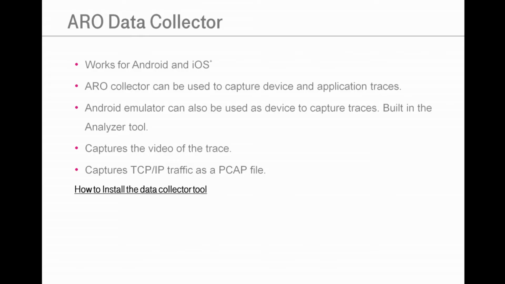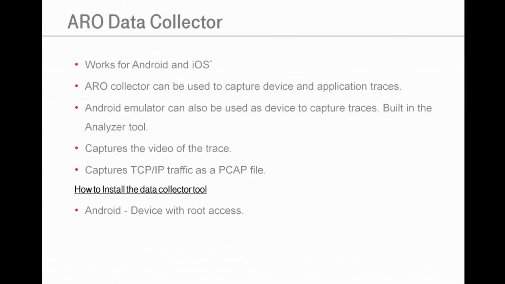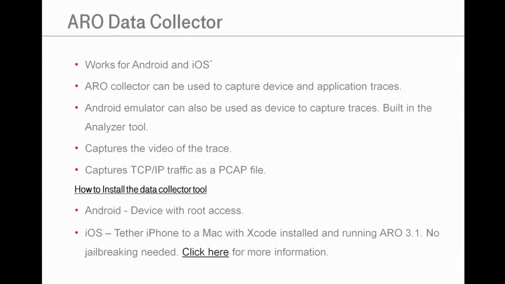So you need a rooted device for this application. At least on Android, you need to have the device rooted. That's basically for tcpdump to take TCP traces. And for iOS, as I said, you have to be tethered to a Mac, and you have to be running the latest version, ARO 3.1, which can be downloaded from their developer site. So it's good practice to have a login to their developer site. They have a forum as well where you can post questions. So it's a pretty neat, useful tool.